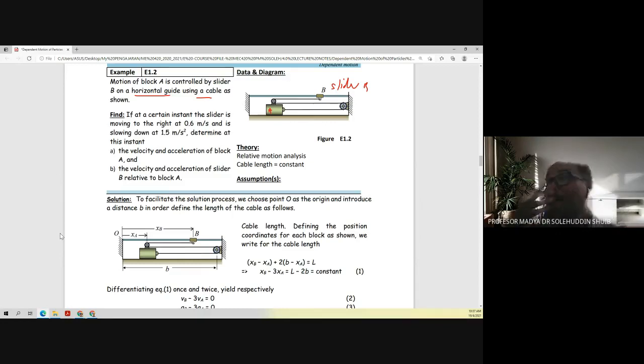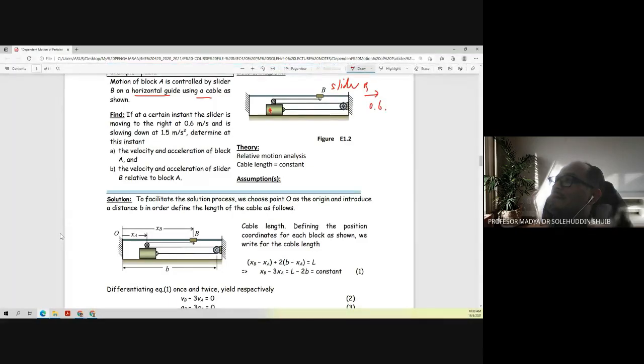So the question: find, at a certain instant, the slider is moving to the right at 0.6 meter per second, and then it is slowing down. Slowing down, so the acceleration decreases, at 1.5 meter per second squared.